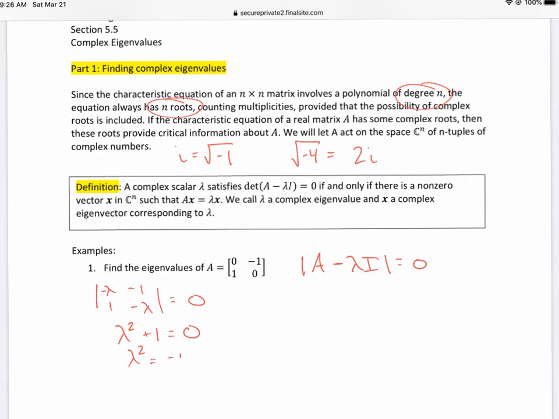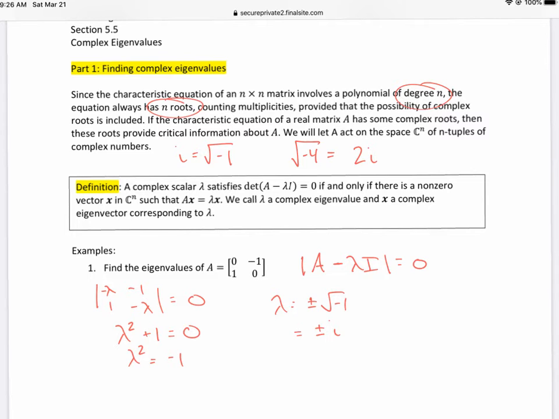Lambda squared equals -1. So lambda is going to be plus or minus the square root of -1, which is plus or minus i. And those are going to be our eigenvalues. So we're going to start with finding eigenvalues, and then we're going to be finding eigenvectors later in the packet.